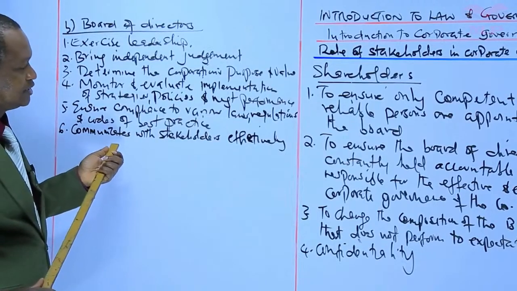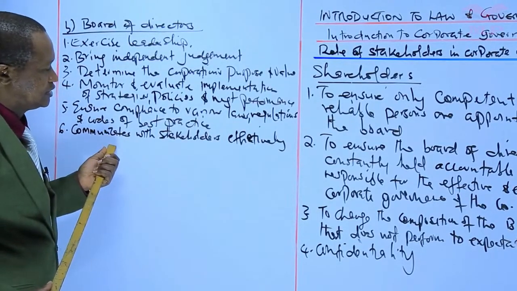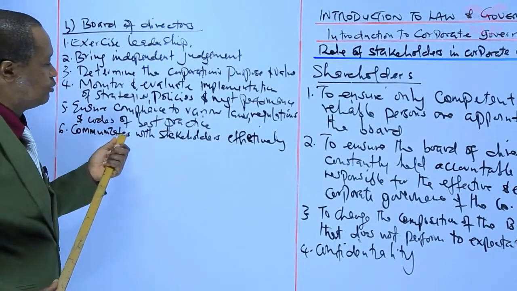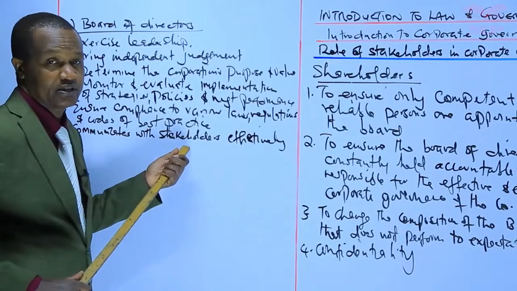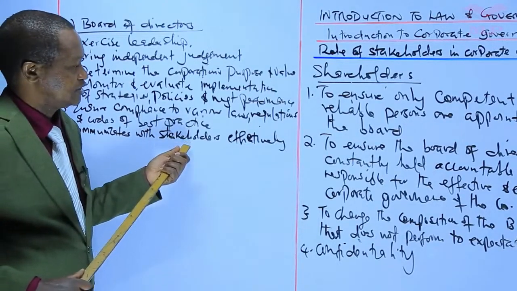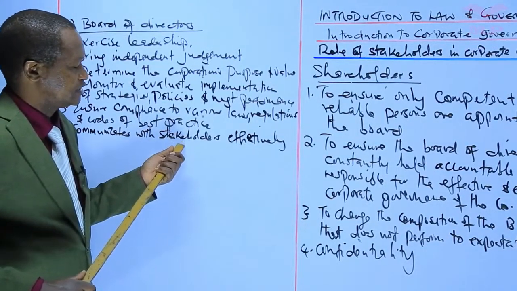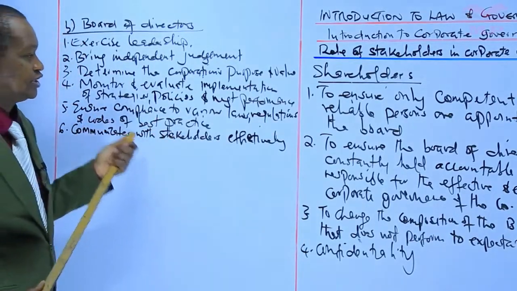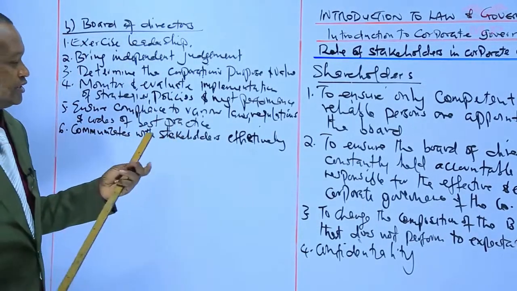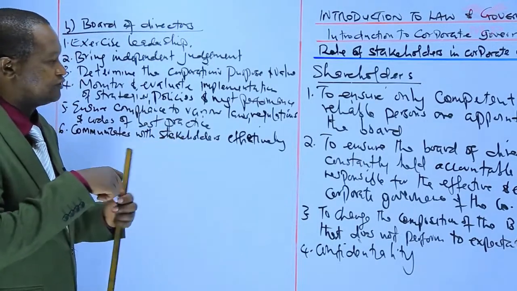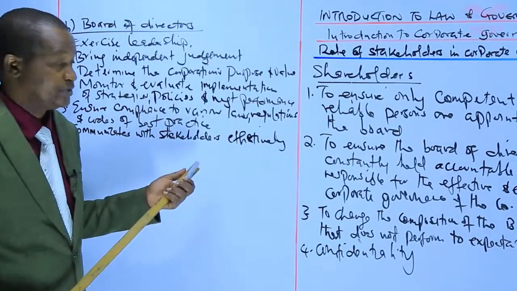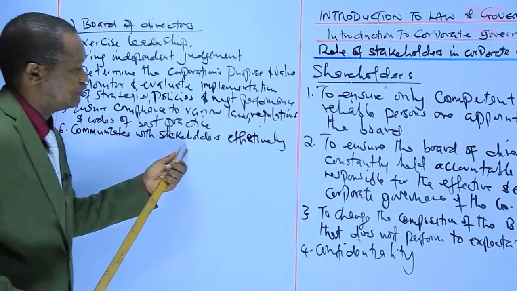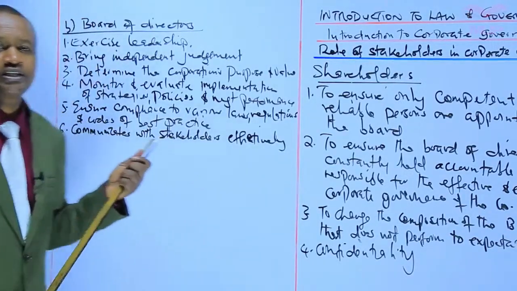The company is required to communicate with all the stakeholders. The government, the shareholders, the financiers, the customers, and all that. There has to be proper communication because, candidates, we know that the company cannot achieve or attain its objectives without the input of different stakeholders.